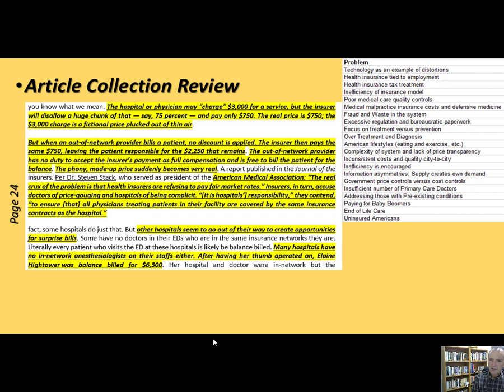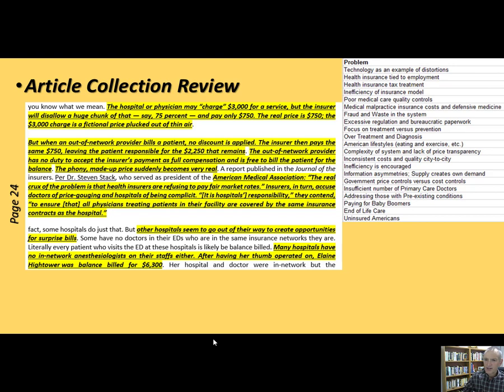Other hospitals seem to go out of their way to create opportunities for surprise bills. Many hospitals have no in-network anesthesiologists on their staffs either. After having her thumb operated on, Elaine Hightower was balance billed for $6,300. Why anesthesiologists? Well, because their work is somewhat generic. Their work is the same wherever they go. There's no reason for them to be on staff at the hospital.